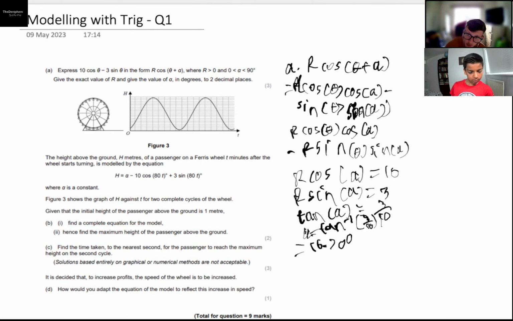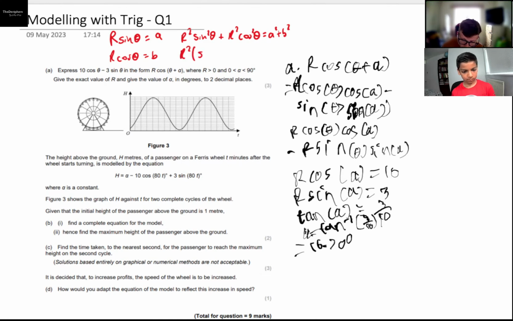So if you had r sine theta equals a, and r cos theta equals b, if you squared those two equations and added them together, you'd get r squared sine squared theta plus r squared cos squared theta equals a squared plus b squared. And if you factorise out the r squared, you get r squared times sine squared theta plus cos squared theta, and that's 1. So you end up with r squared equals a squared plus b squared.